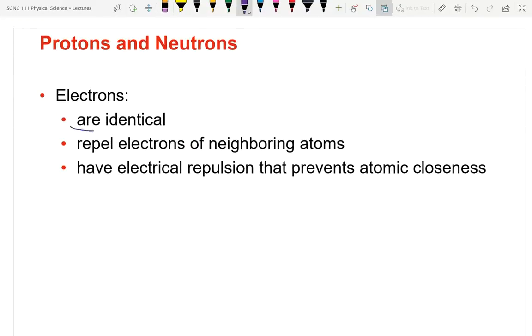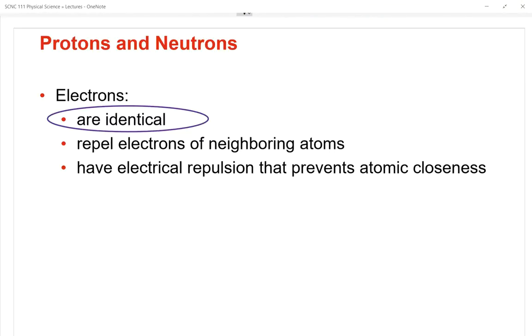All electrons are identical. You can't distinguish one electron from another, which leads to a lot of interesting things in quantum mechanics, which is not part of this class. Remember, we learned that opposites attract and likes repel. So electrons are attracted to protons, but repelled from each other.